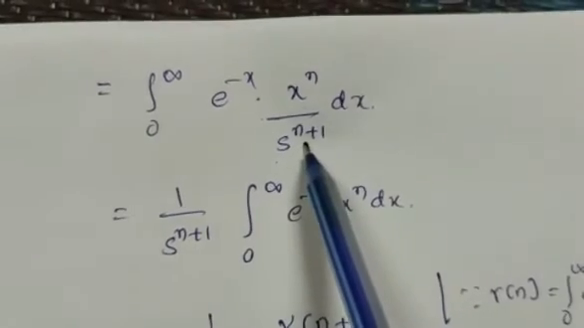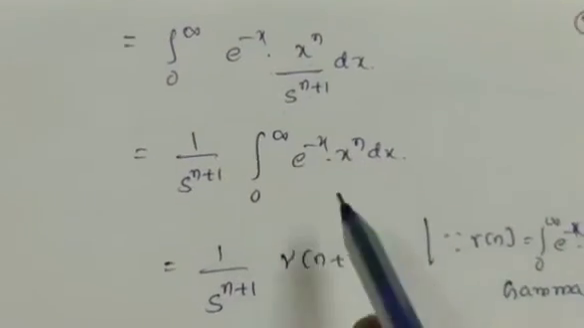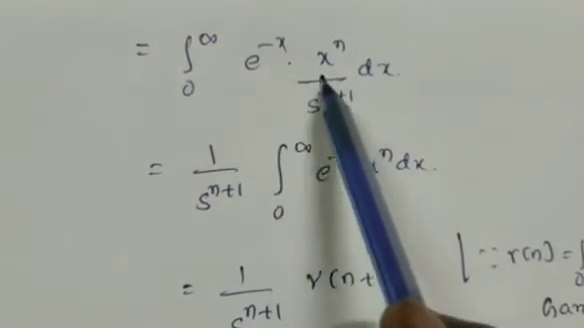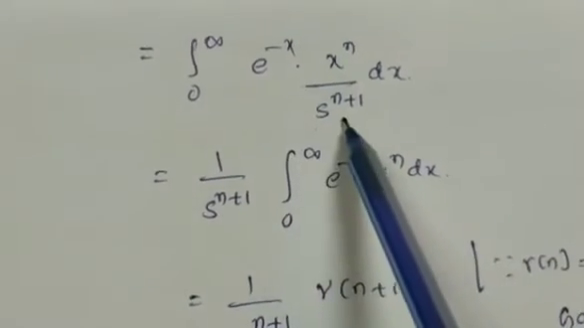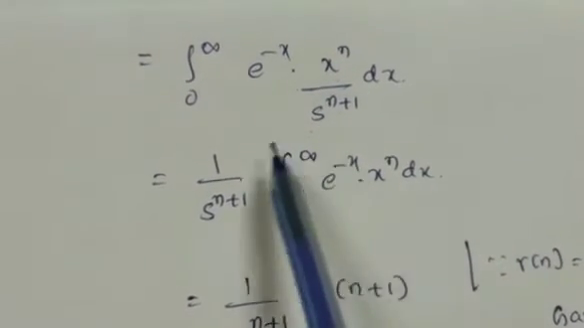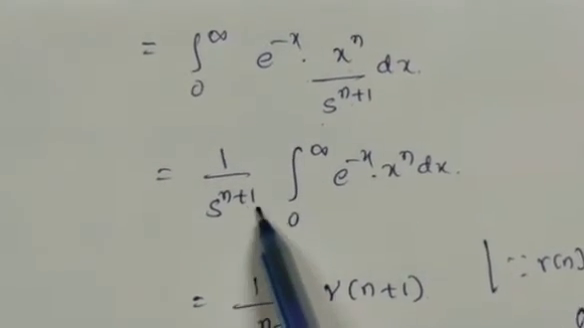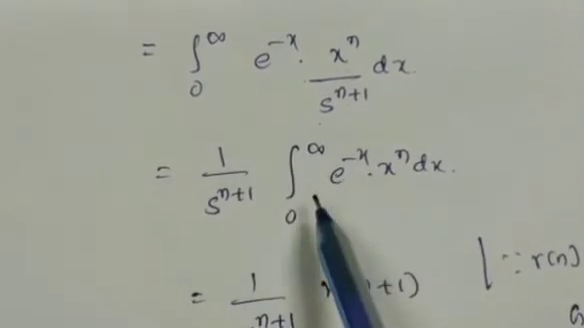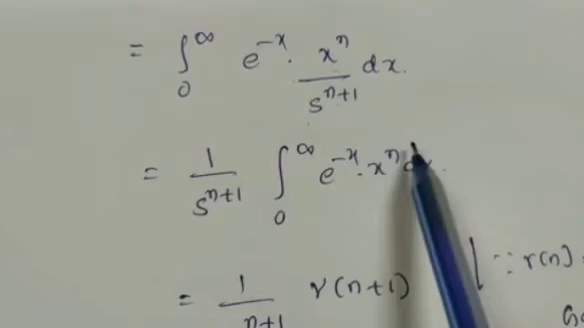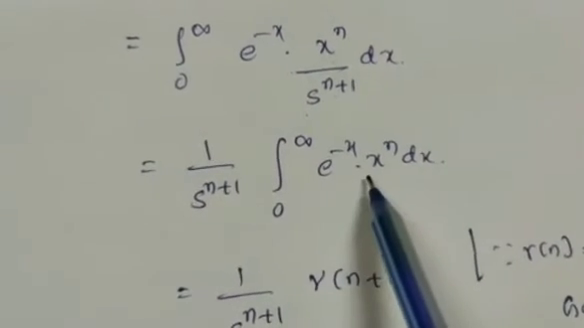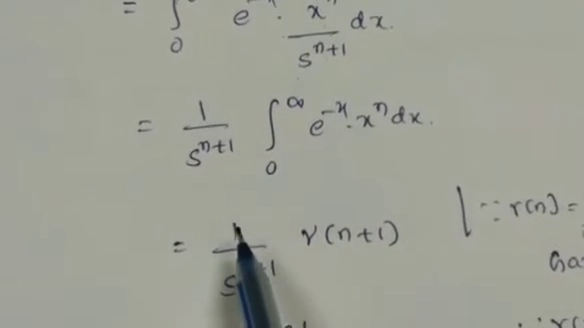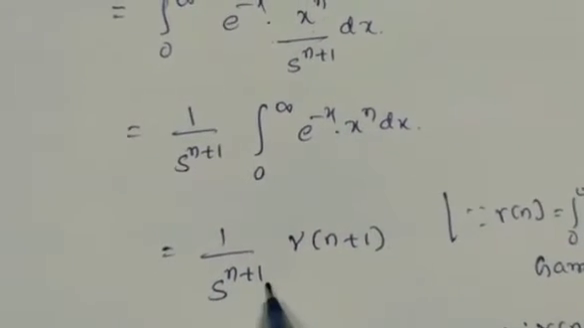So this is again independent of the limit. So it is equal to the integration from 0 to infinity of e raised to minus x into x to the power of n divided by s to the power of n plus 1 into dx. Since s is independent of the limit, I will take it outside: 1 divided by s to the power of n plus 1. Then write the remaining terms: integration from 0 to infinity of e raised to minus x, x to the power of n into dx. So this one is the definition of a gamma function. It is equal to 1 divided by s to the power of n plus 1.